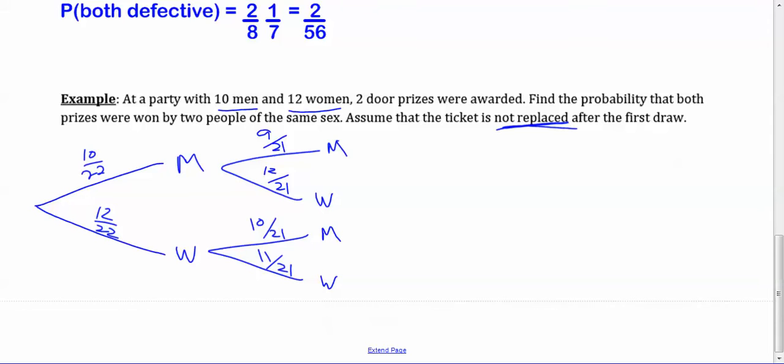Now, we're finding the probability that both prizes were won by 2 people of the same sex. So there's 2 ways that could happen. They could have been won by 2 men, or they could have been won by 2 women. So the first one, that they were won by 2 men, that's going to be that top branch there. So the probability that a man won and then another man won is going to be 10 out of 22 times 9 out of 21, which is 90 over 462.